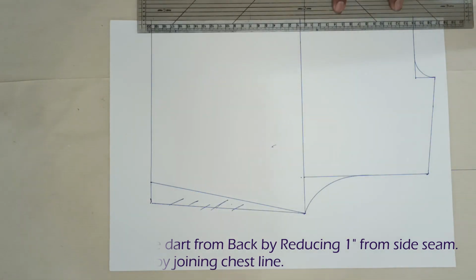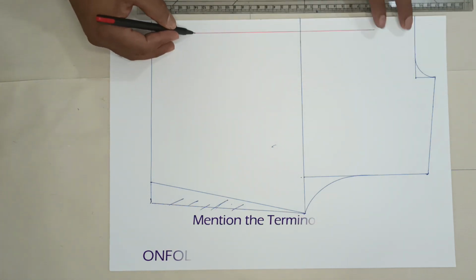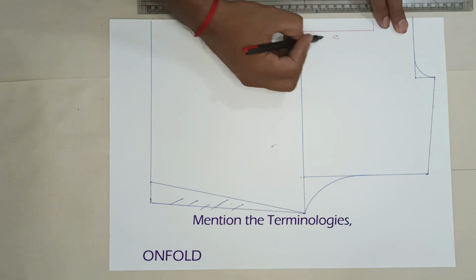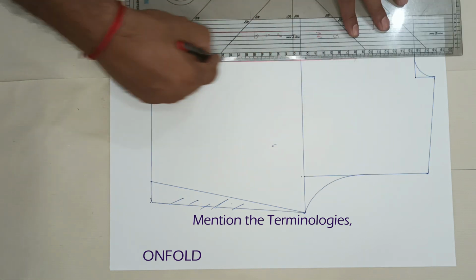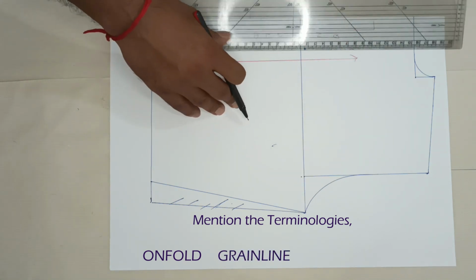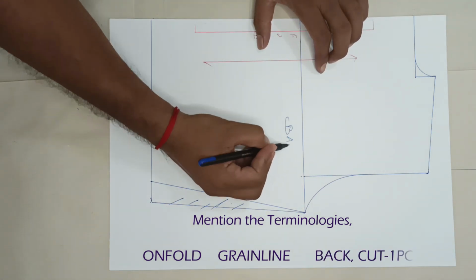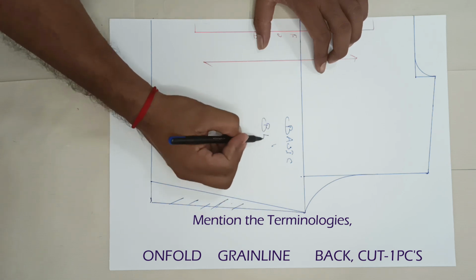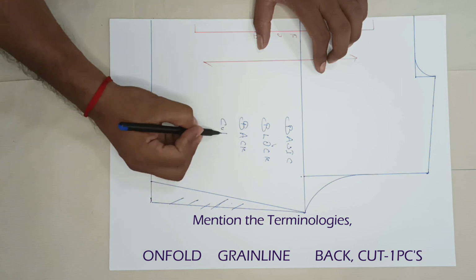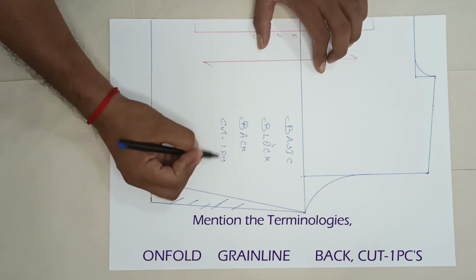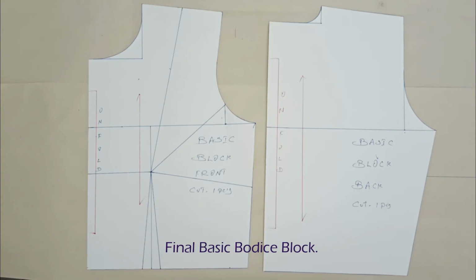After this, please mention the terminologies, that is unfold, grain line, and the other details of the pattern like basic block, back, cut 1 piece. These terminologies are very important, so this helps when you are cutting on the fabric. So please don't forget to mention the terminologies on each pattern that you make. And here is the final basic bodice block of front and back.